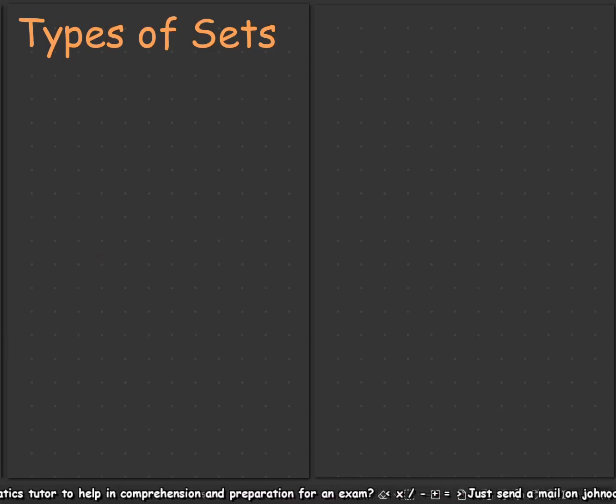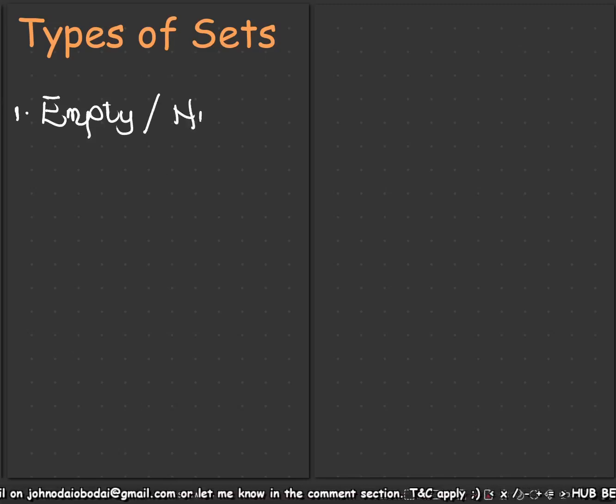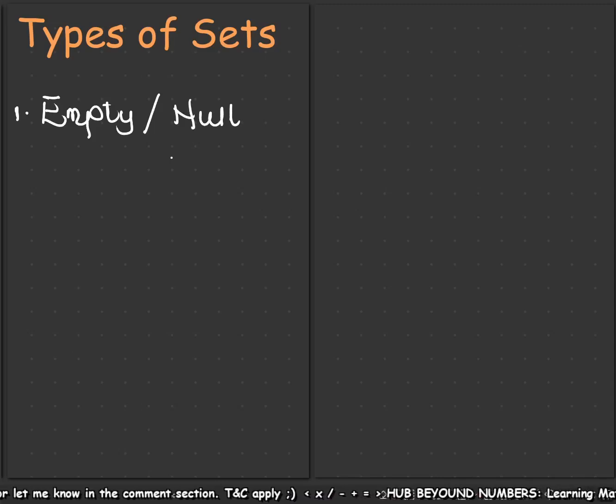So as we have been able to look at what sets are, and then the various notations, as I've said in our introduction, we are on the types of sets. Now the first type of set we'll be looking at is an empty set. So the word empty means what? Nothing. And the empty set can also be called the null set. So this is the first set we'll be looking at.